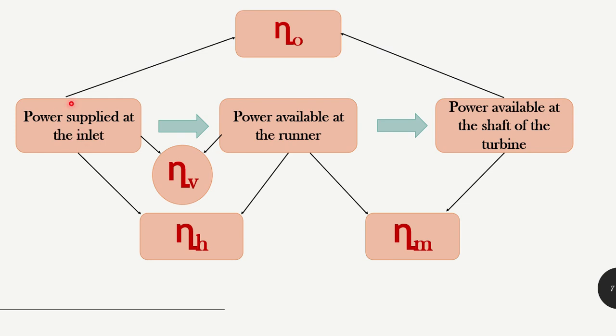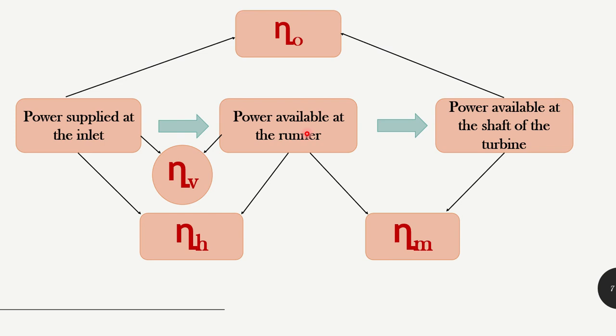Why? Say some head H is ready to fall on the turbine, but when it is falling on the turbine, again there may be some losses. If there is 10 meters head of water, exactly 10 meters of head will not fall on the runner due to some losses, due to frictional loss. So obviously the power available at the runner will be less than the power available at the inlet, which is water power. So this is Wp, and this is Rp, runner power.